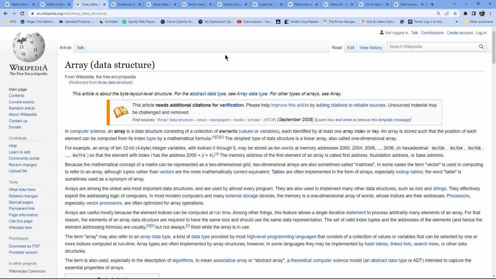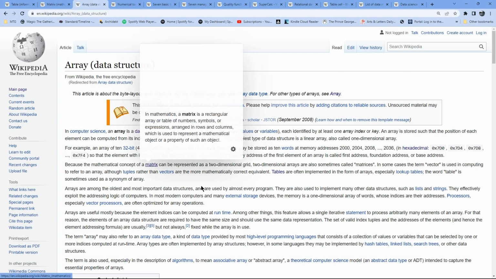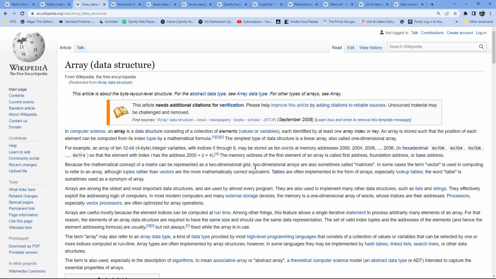So later on, when I was in secondary school and I started to actually learn computer programming, the whole concept of an array came in. So it's a data structure, and obviously you can see here, because the mathematical concept of a matrix can be represented as a two-dimensional grid. Two-dimensional arrays are often sometimes called matrices. In some cases the term vector is used in computing to refer to an array, although tuples rather than vectors are the more mathematically correct equivalent. So there's all sorts of spin-offs in this.